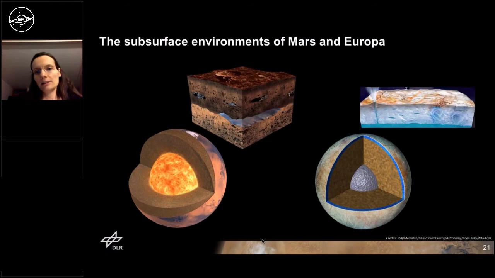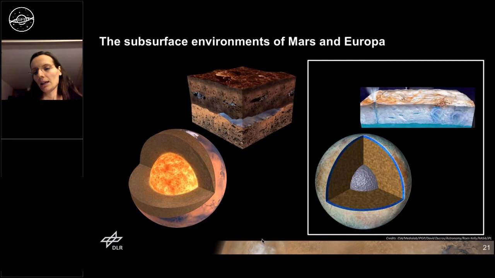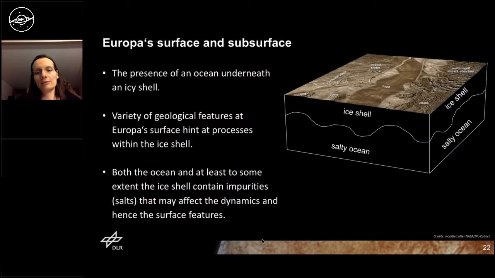Now let's take a look at the second environment here in this presentation, namely Europa. And on Europa, we have very good indications that we have the presence of a salt ocean underneath. Basically, what we see at the surface of Europa is a variety of geological features, like for example, here you see the chaos terrain, you see domes, you see lenticulae that hint at processes that might be active in the ice shell, and both the ocean and to some extent the ice shell may contain impurities like salts, for example, that may affect the large-scale dynamics in the ice shell, and in turn affect what we observe at the surface and can explain what we see at the surface.